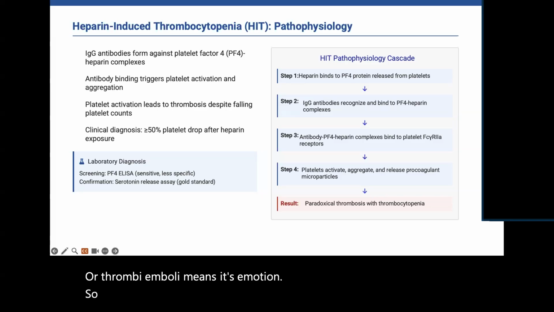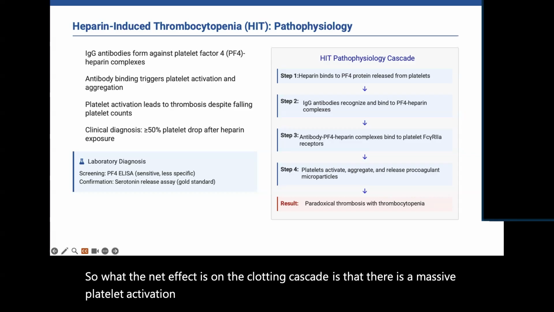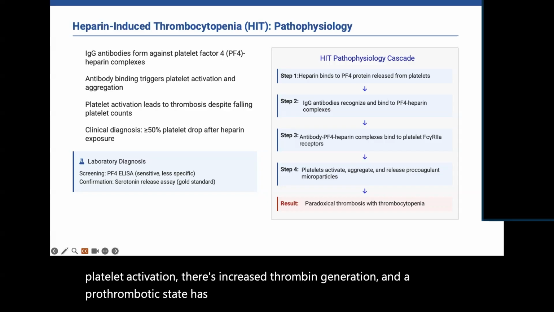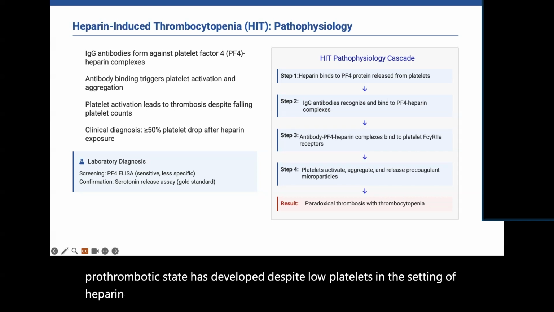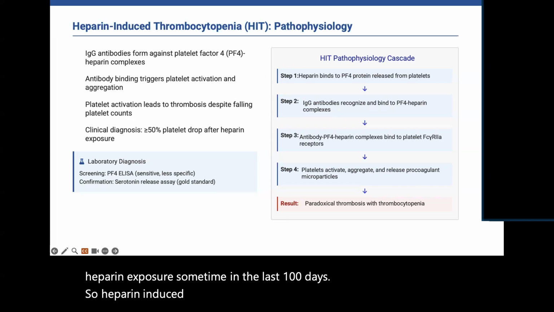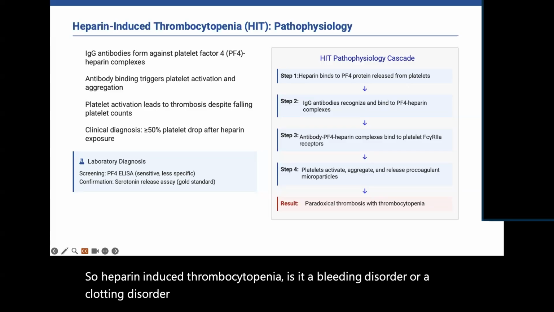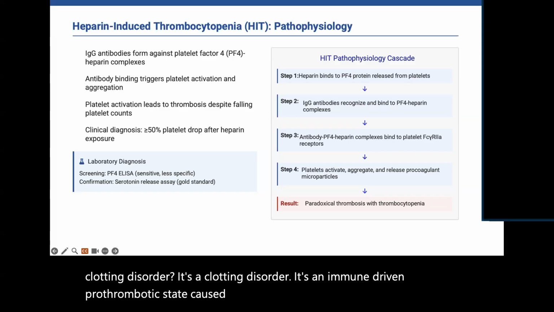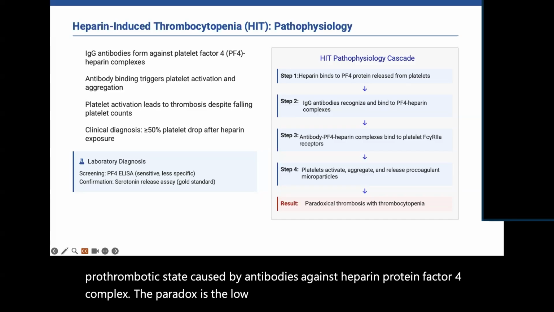So the net effect on the clotting cascade is massive platelet activation and increased thrombin generation. A prothrombotic state has developed despite low platelets in the setting of heparin exposure, sometime in the last 100 days. So heparin-induced thrombocytopenia, is it a bleeding disorder or a clotting disorder? It's a clotting disorder. It's an immune-driven prothrombotic state caused by antibodies against the heparin-platelet factor 4 complex. The paradox is the low platelets and the high clotting risk.